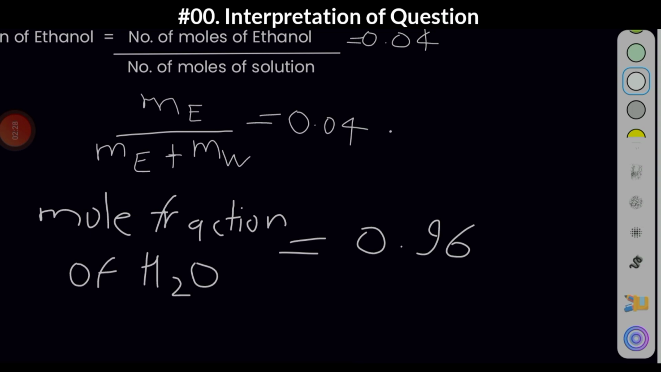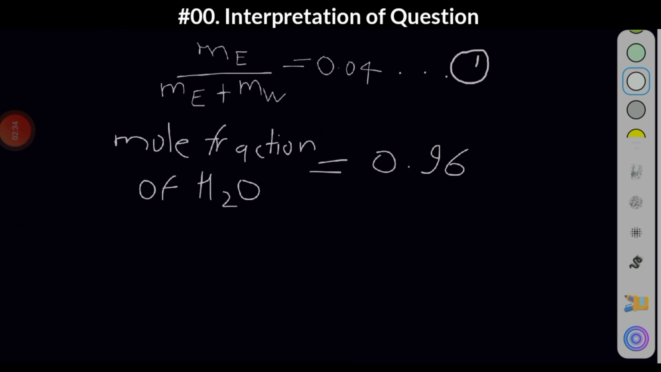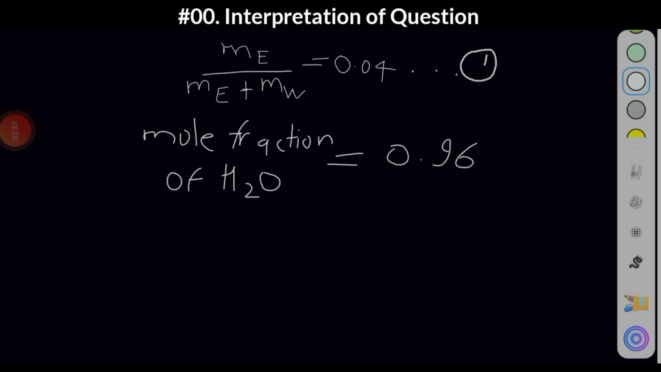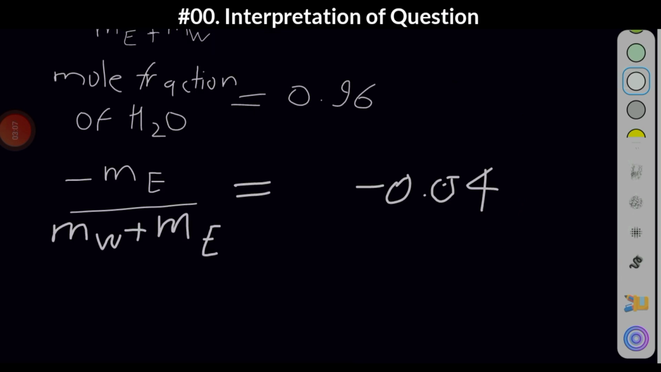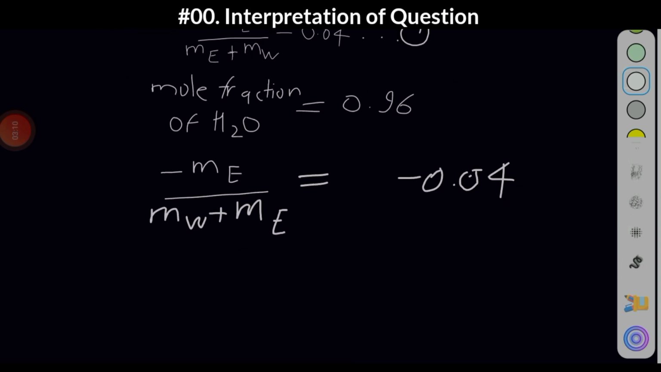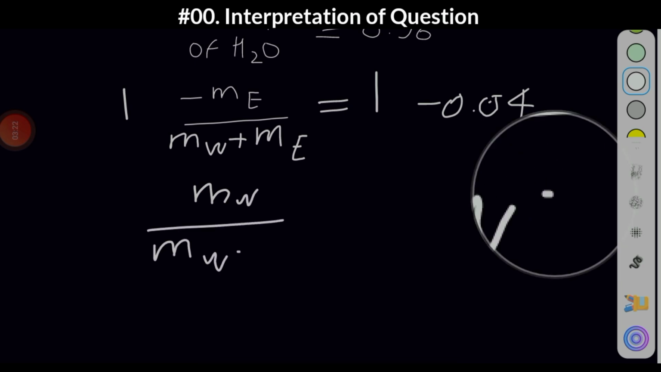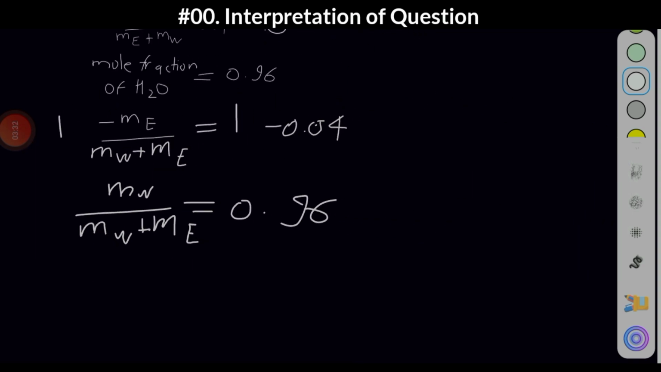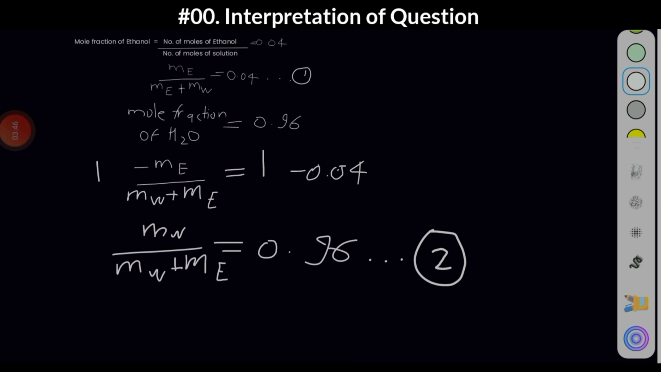So let's call this equation 1, and we multiply equation 1 by negative 1, so we will get something like this. Alright, and now we add plus 1 on both sides, and we get the same result, that the mole fraction of water is equal to 0.96, and we call this equation 2.